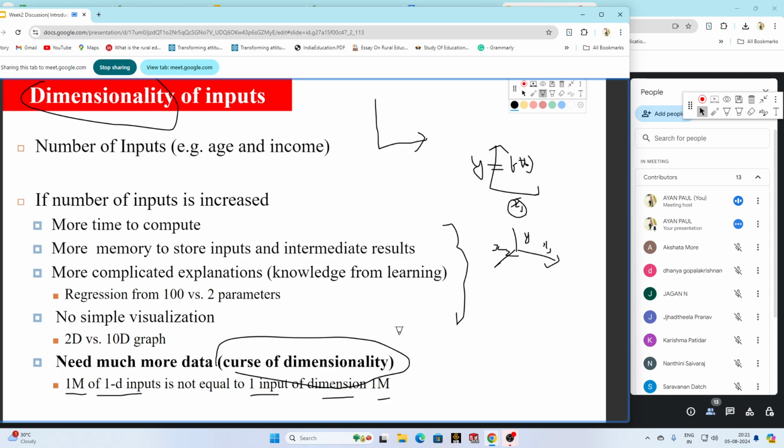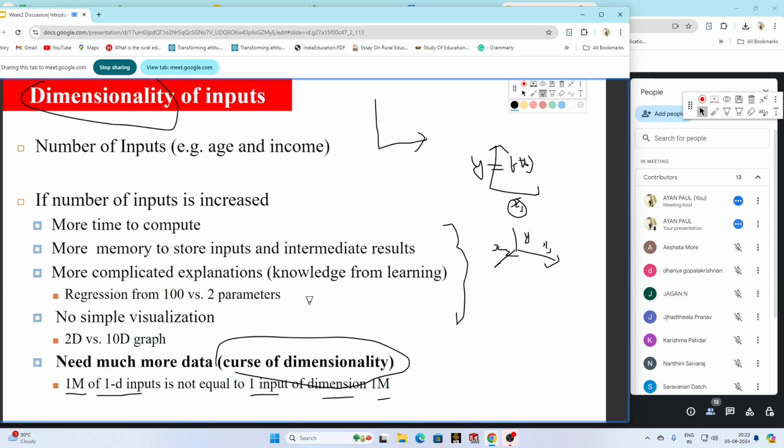So all this is called the curse of dimensionality. Curse of dimensionality means if the number of inputs is increased, there are various problems. What are the problems? I am again repeating: first is more time to compute, second is we require more memory, third is difficult to interpret, fourth is no simple visualization, and the last is that we require more data.